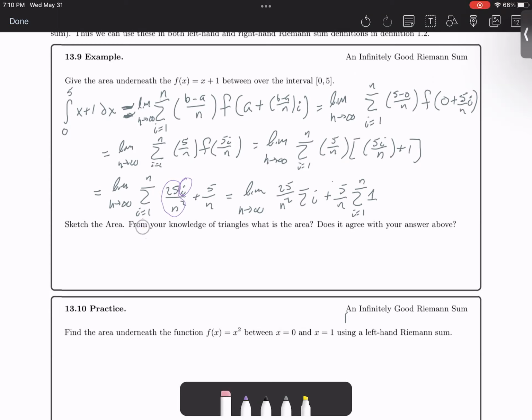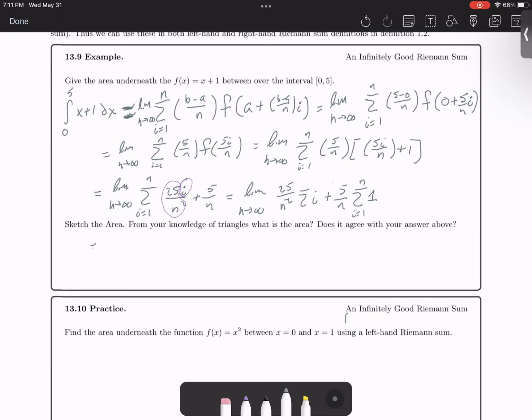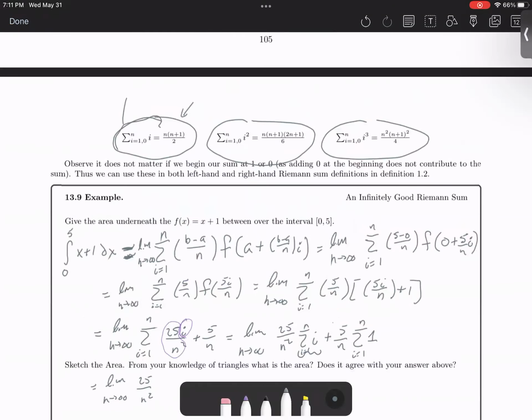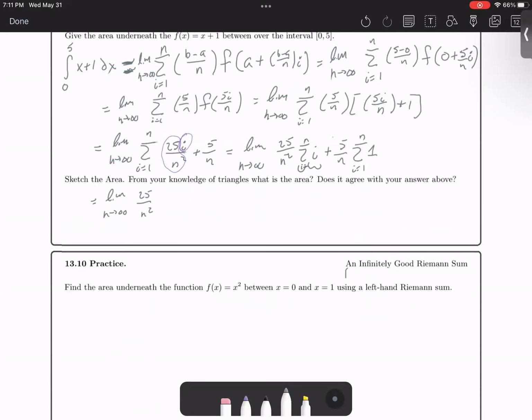Okay, let me borrow some space from the bottom here. I can't bring the 25 over n squared past the limit because the limit depends on n. So the 25 over n squared is right there, but I can replace the sum of i, oh, I didn't have it indexed, 1 to n, with this equation here. The sum of i up to n is equal to n times n plus 1 over 2.